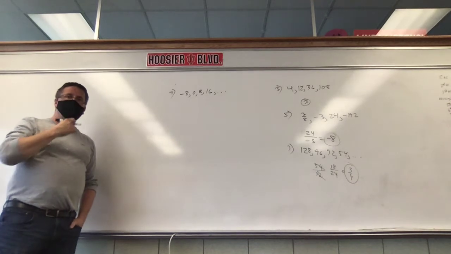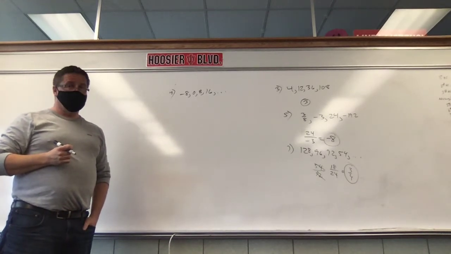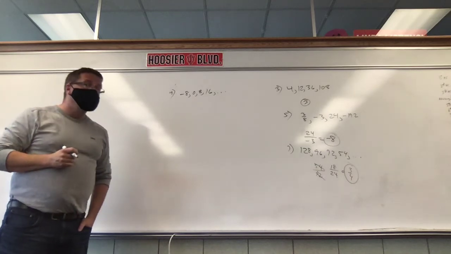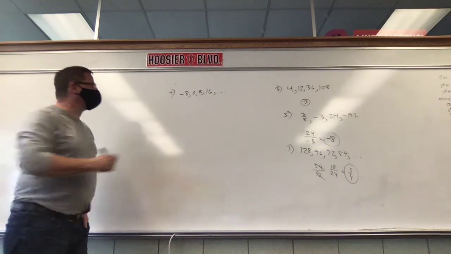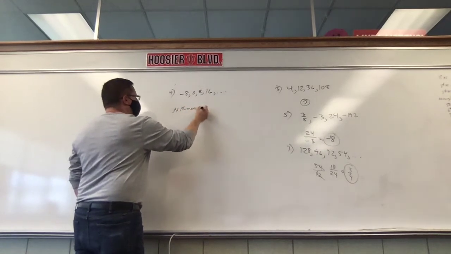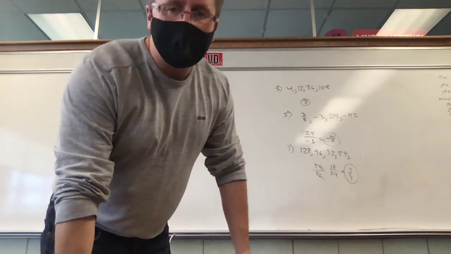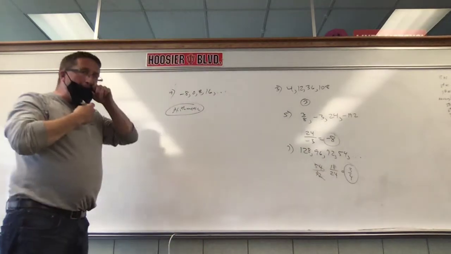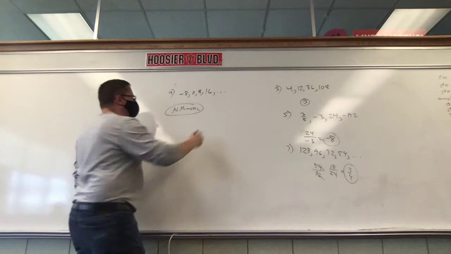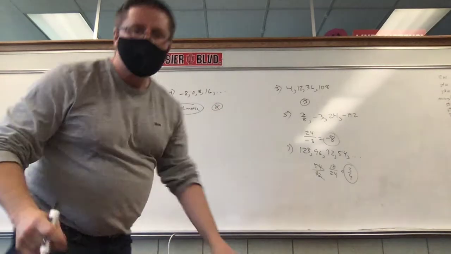Geometric? It's the first one. Why? Because it's increasing by the same amount. Which is what? It's 8. Going up by 8 every time, okay? So this is arithmetic, and filling in the blanks, it has a common difference of positive 8 because it's increasing. It's arithmetic, so it's going up by 8.